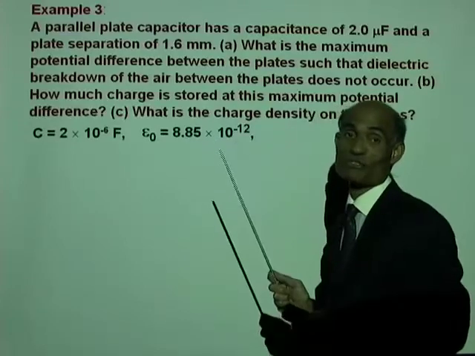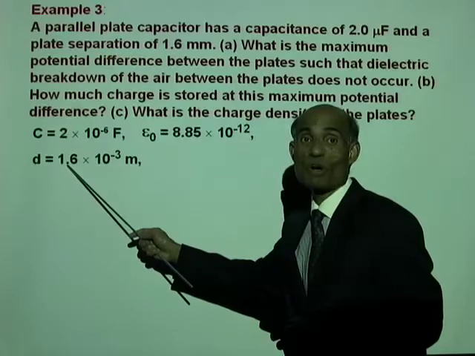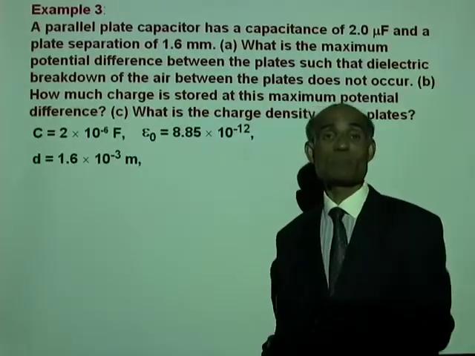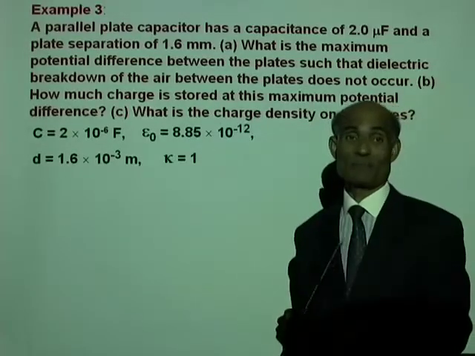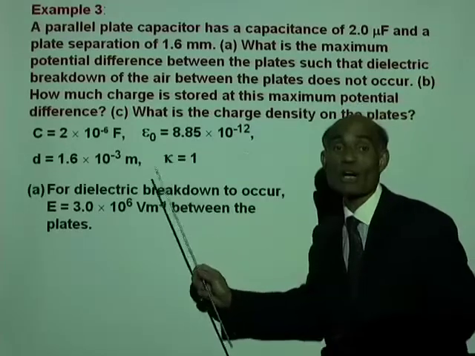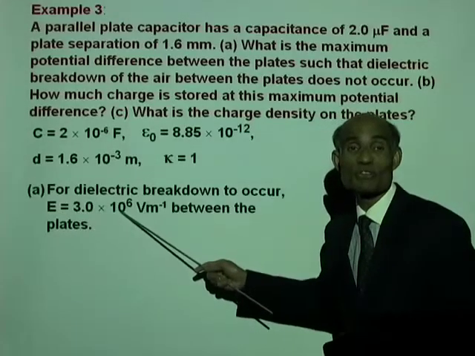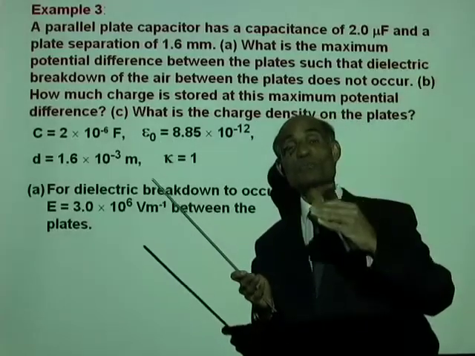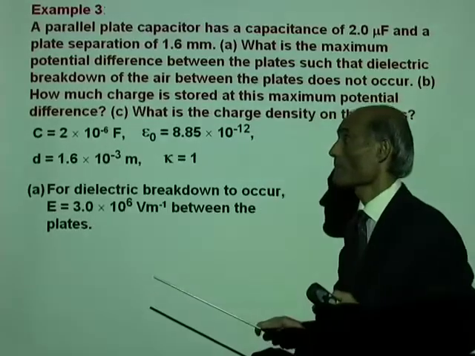Epsilon naught is the usual value. The plate separation is 1.6 millimeter, which is 1.6 times 10 to the negative 3 meter. And kappa for air is 1. For dielectric breakdown to occur, the electric field must be at least this. This is the minimum electric field required to produce dielectric breakdown. So this is the electric field.